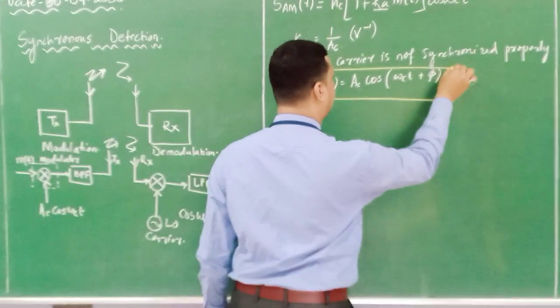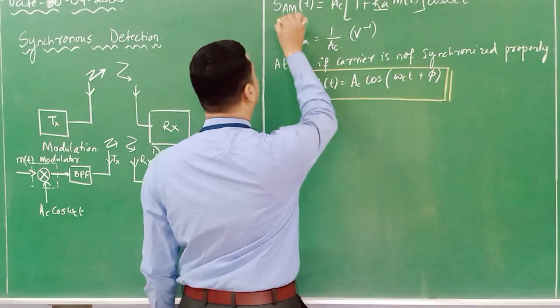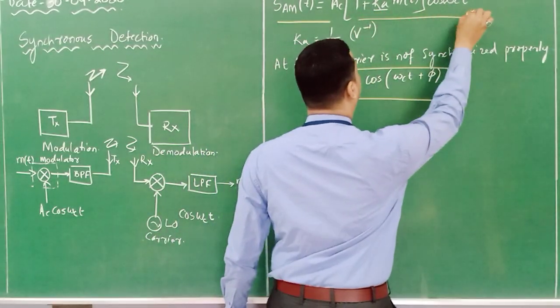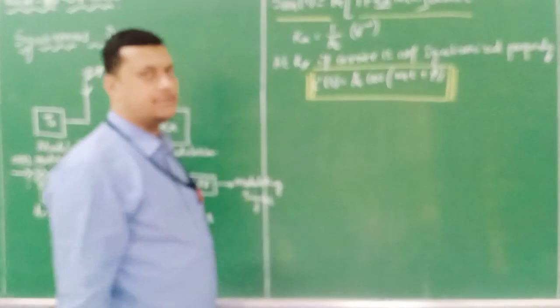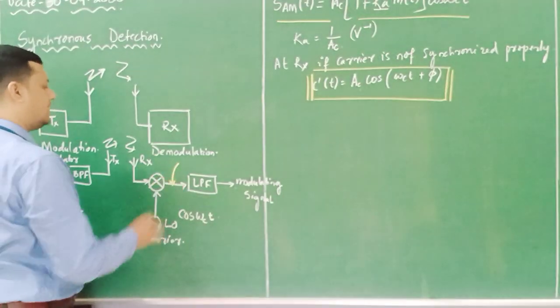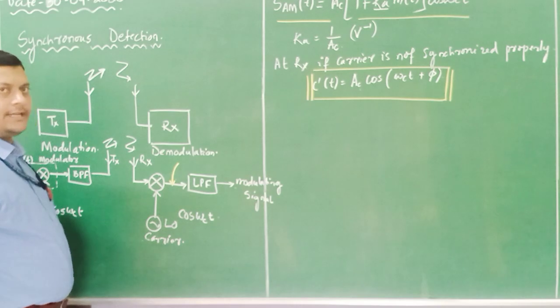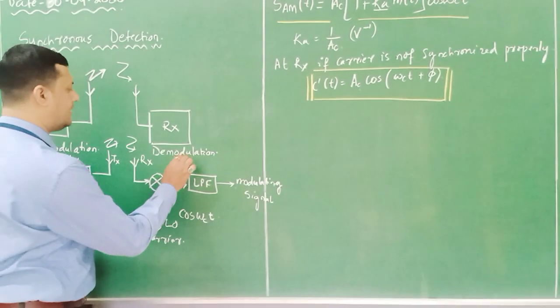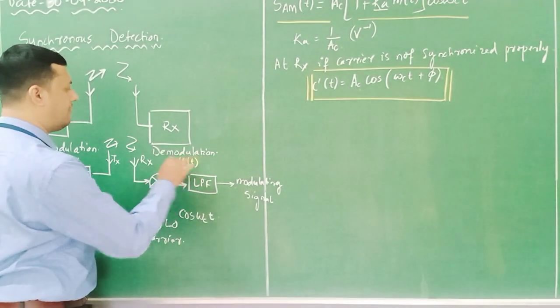So if a carrier suffers a phase difference, then what will be my modulating signal? So step by step we will see. Now let us consider the output of this demodulator. Let us consider it is y(t).